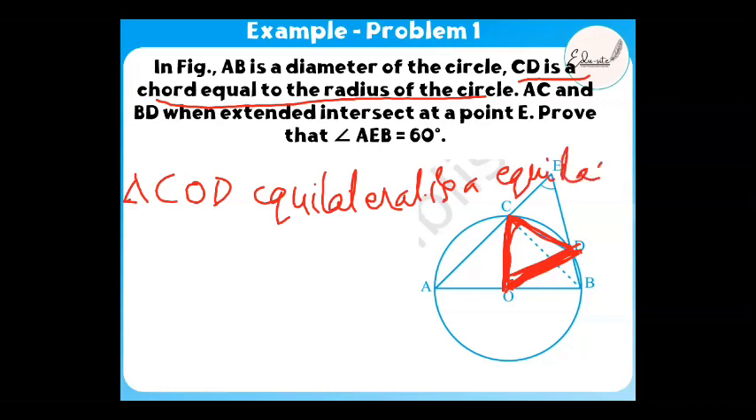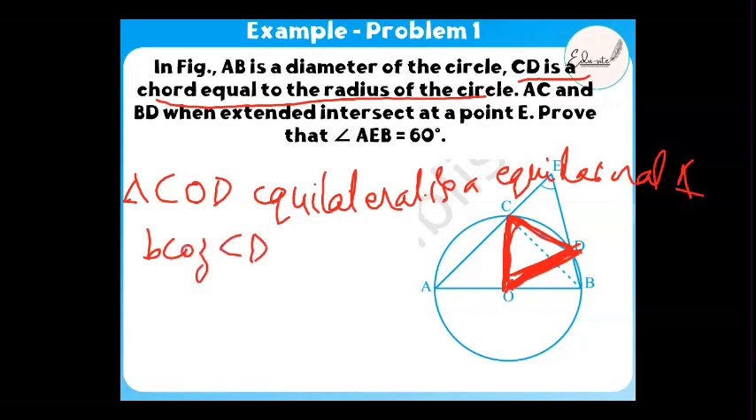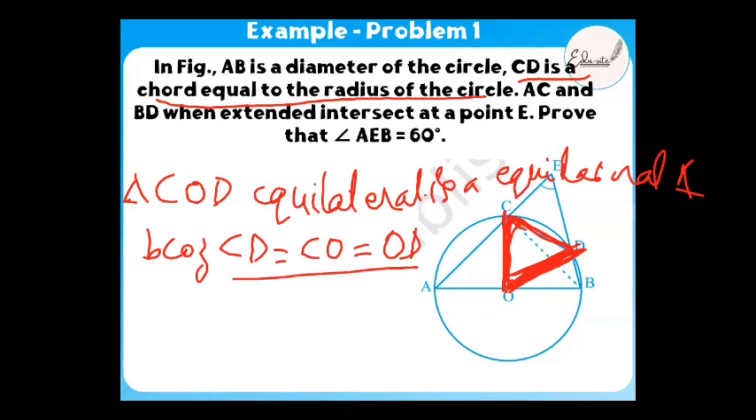Why is it so, beta? Because we already know that CD is equal to the radius. OC is the radius, OD is the radius of the circle, and CD is equal to the radius. So if these three are equal, then it is an equilateral triangle.